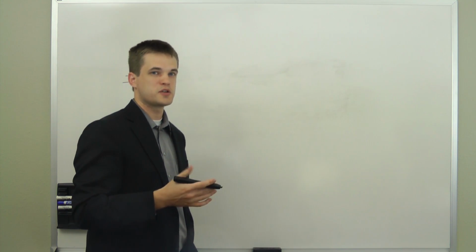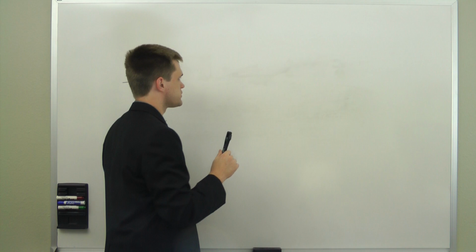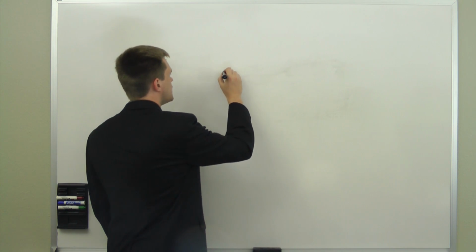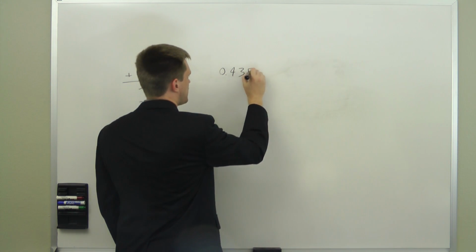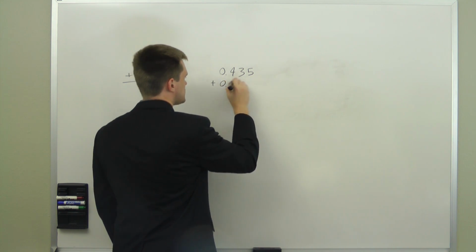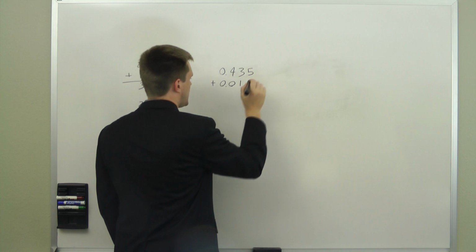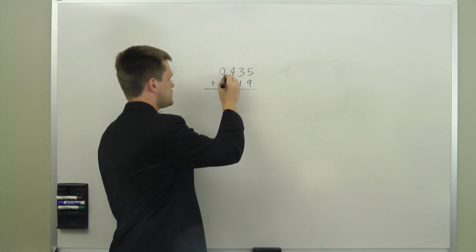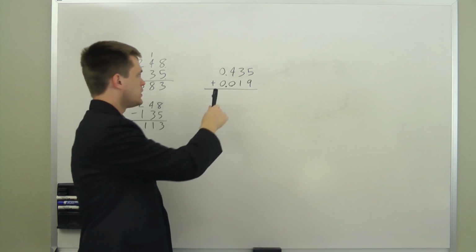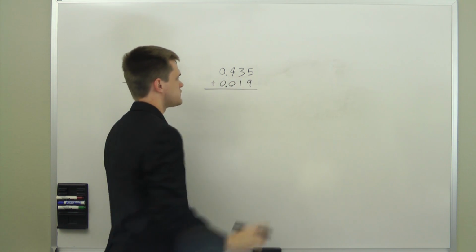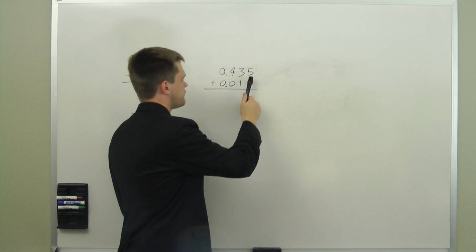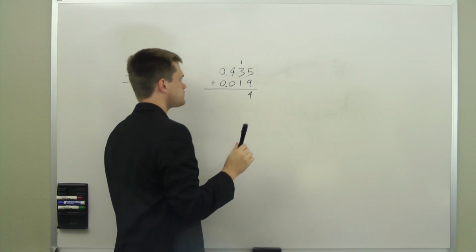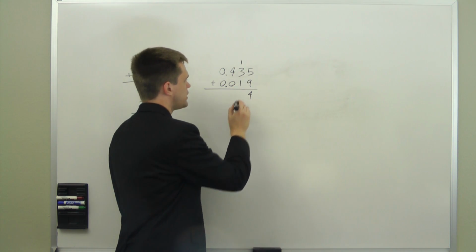Decimals are going to work largely the same way as integers, but with decimals, you have to be careful to line up the decimal point so that you're adding and subtracting in the right columns. So let's take 0.435 and we'll add 0.019. I've already done it here, but if you don't already have it lined up, what you want to do is line up the decimals vertically, as I was mentioning back here, so that you know you have the right place values lined up. So we'll have 5 plus 9, which is 14. Again, we can't put 14 down here, so we have to carry the 1. Now we have 1 plus 3 plus 1. That's equal to 5.